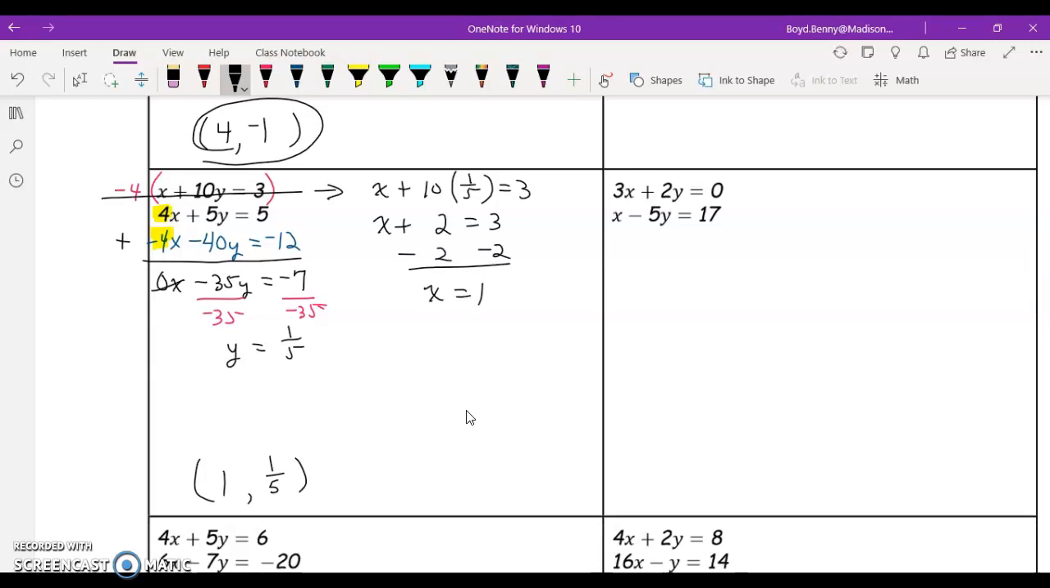So let's see, does that work? Well, let's check it in the second equation. 4 times 1 plus 5 times 1/5 equals 5. Well, 4 times 1 is 4. 5 times 1/5 is the same as 5 times 1 divided by 5. Well, that's just going to be 1. Does that equal 5? It does, so this is the correct solution.